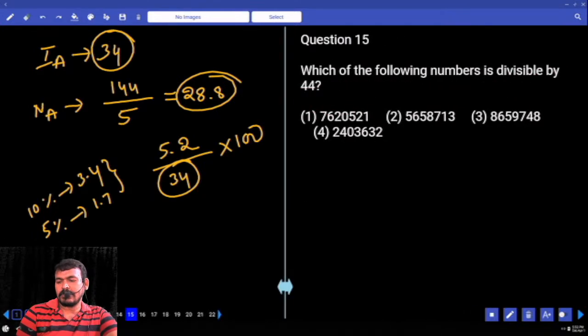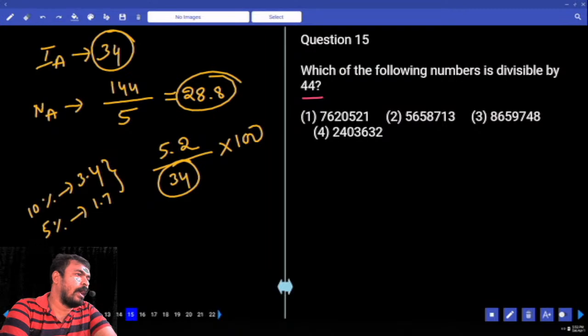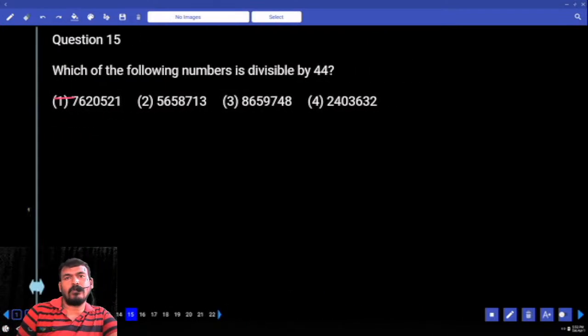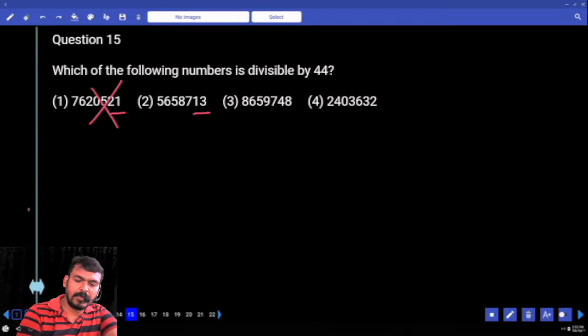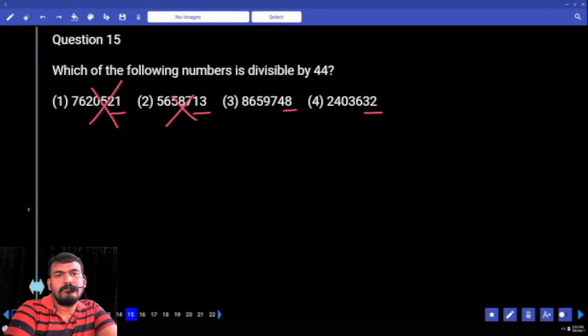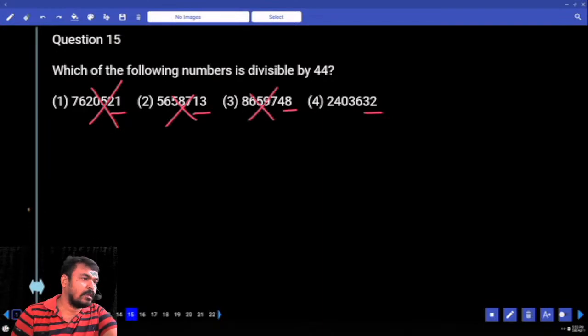Next, question number 15. Which of the following numbers is divisible by 44? 44 means 4 and 11, so the answer must be a multiple of 11 and also 4. First verify the divisibility rule of 4. What is the divisibility rule of 4? Last 2 digits or first 2 digits? Last 2 digits. What are the last 2 digits here? 21 means it is divisible by 4? No. Second option? No. Third option? Yes. Fourth option? Yes. In that, which option is a multiple of 11? Third option, 11 multiple? No. Fourth option? Yes.